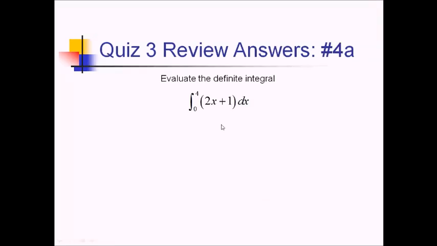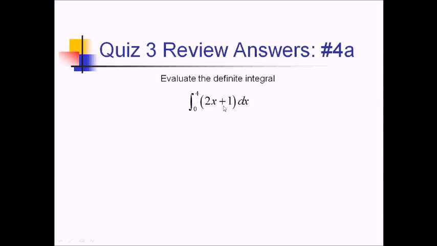On this problem, we're trying to find the definite integral from 0 to 4 of 2x plus 1. So for this one, we're just going to use our integral evaluation theorem, basically the second fundamental theorem of calculus, take the antiderivative of this, and plug 0 and 4 into it.